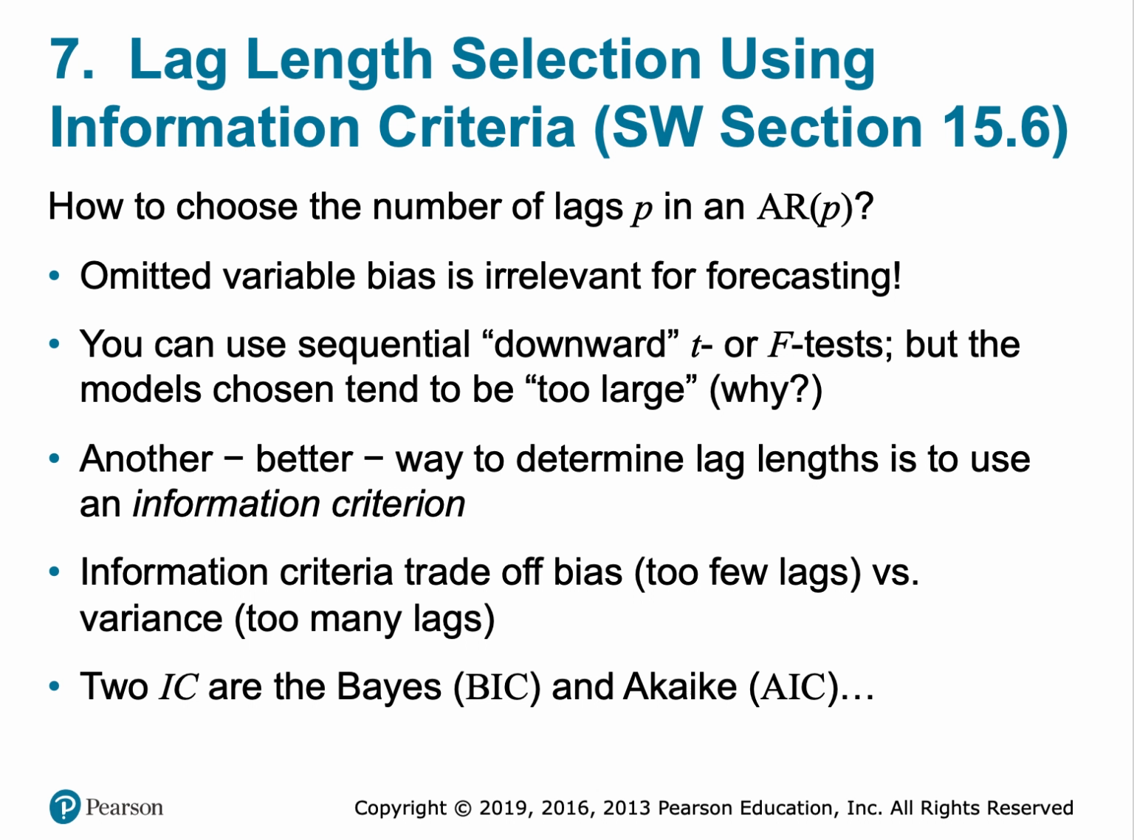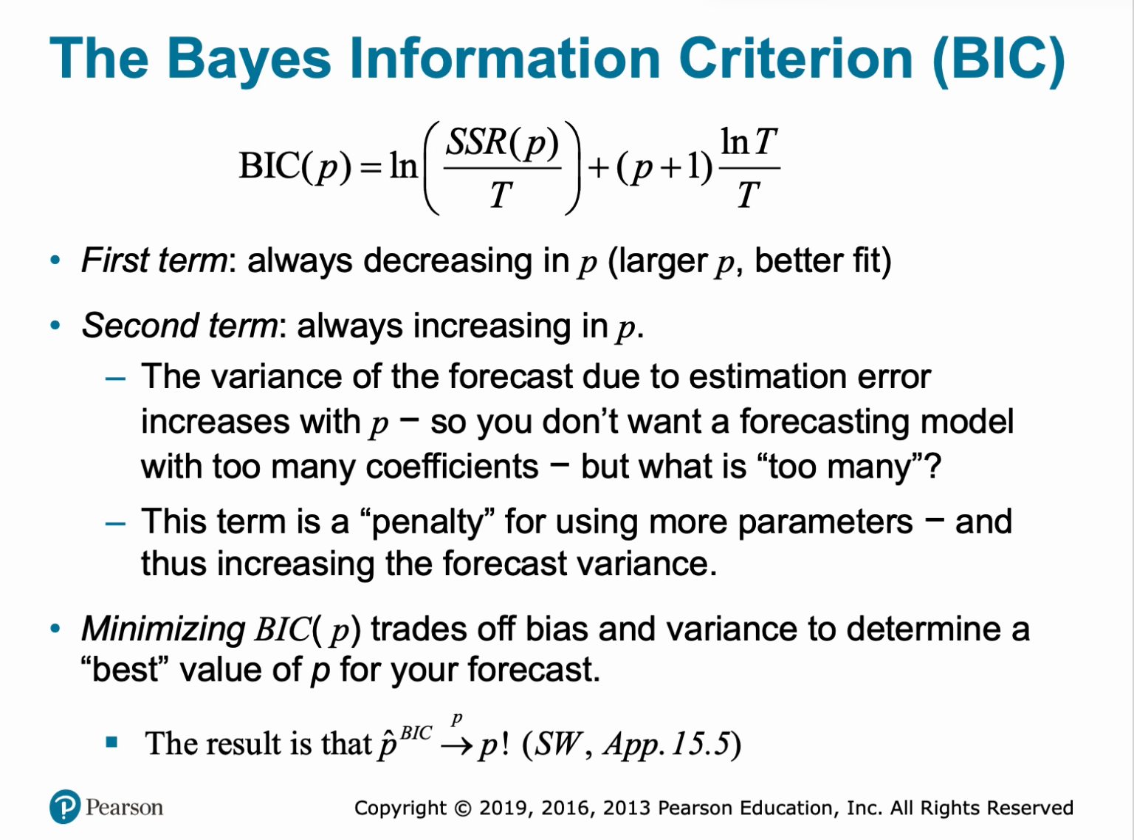Information criteria trade off bias, which is too few lags, versus variance, which means too many lags. The two information criteria are Bayes information criteria and ECO321 information criteria. And typically both are evaluated and reported in choosing the number of lags to use in a time series model. Let's first look at the Bayes information criterion. The Bayes information criterion is given by this formula next to the big rainbow star.